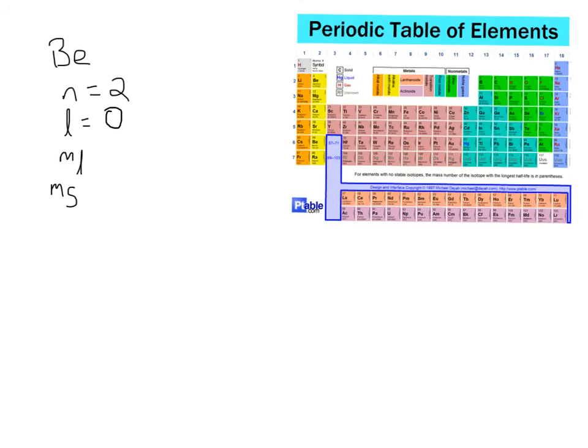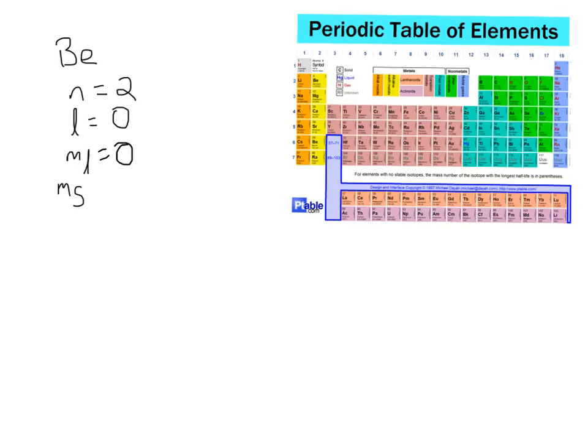And then M sub L, it's negative L to L. If L is 0, then M sub L would just have to be 0 as well, because that's just knowing our range. And then lastly, M sub S, it's the spin. So you cut the block in half. The left half will be positive, the right half is negative. So since beryllium's on the right, on the second half, it has to be a negative 1/2.